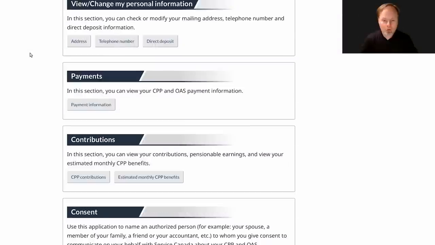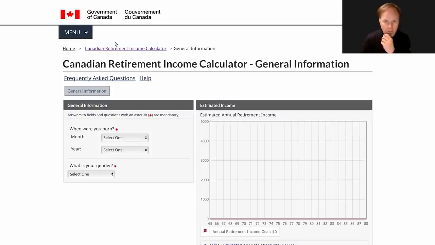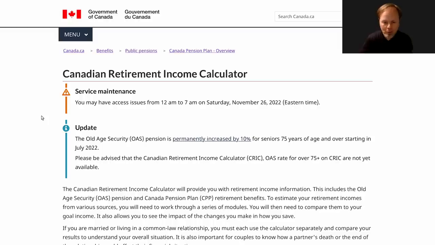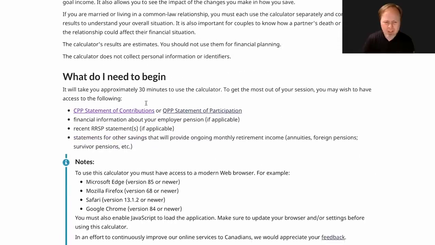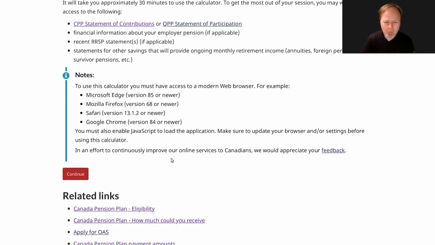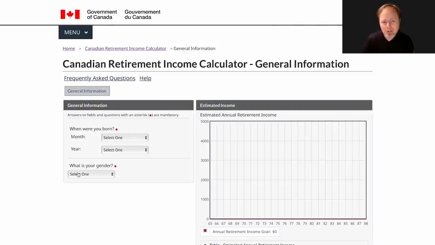So if you go over to, and obviously these links will be in the description below, the Government of Canada website, they have this thing called a Canadian Retirement Income Calculator. I'm just going to show you quickly the homepage. So the main page, if you do a Google search for this, you'll have all kinds of information, and it'll talk about what kind of browser you're supposed to have and things like that. And you hit continue here and you'll end up on the page that I was on.